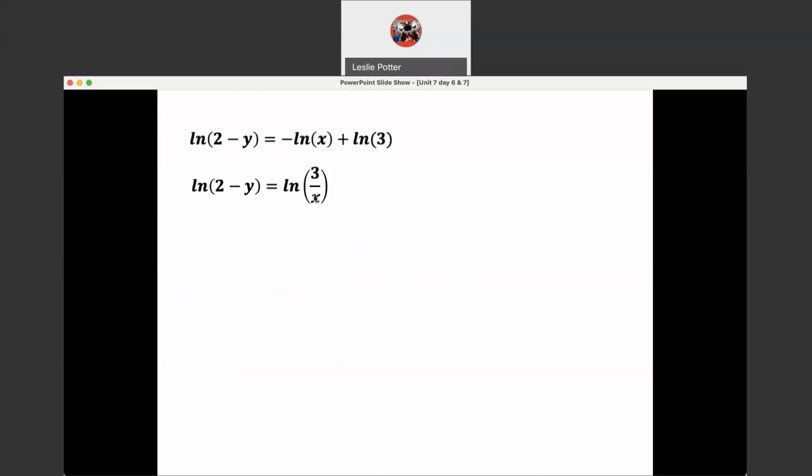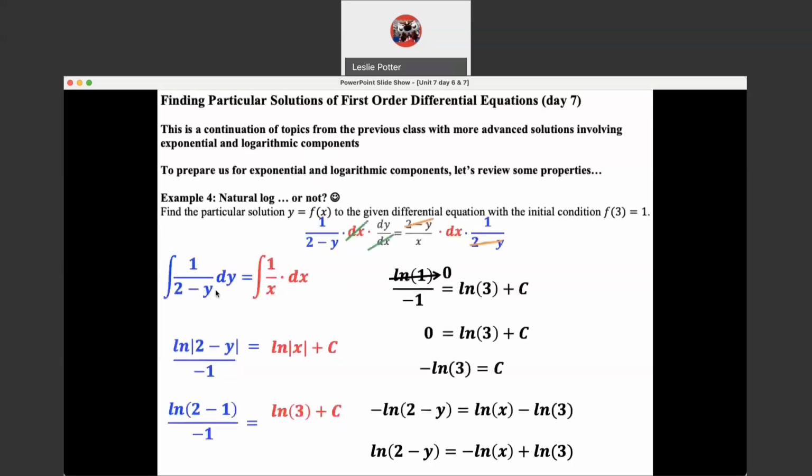Now, this is the cool thing about this particular problem. We have an ln on the left and an ln on the right. If you remember how to get rid of that natural log, you exponentiate. But in doing so, you really just get 2 minus y equals 3 over x. So when we have the ln on the left and the right, we can just drop them.